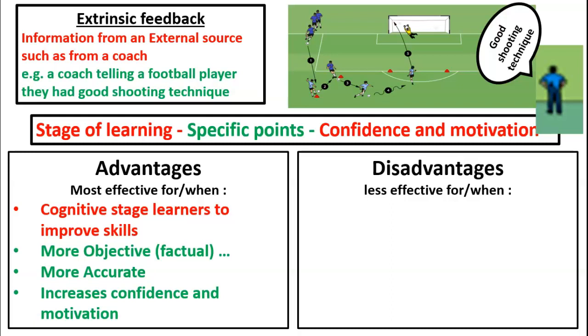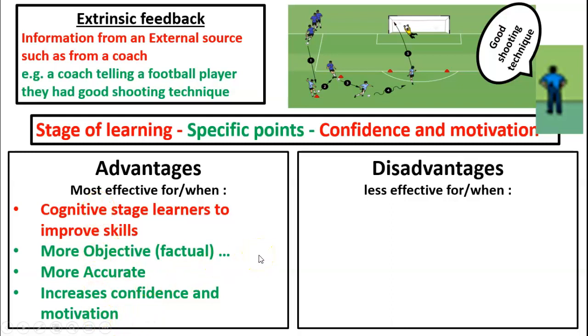Now, as we know, cognitive stage learners, at that stage of learning or level of performance, really thrive when their confidence and motivation is increased by a coach using extrinsic feedback. Okay, so they are our key sections to start with. That's extrinsic feedback, most effective for cognitive stage learners, and it is usually more objective, therefore more accurate. Therefore, if it's both of those, this can really increase the confidence and motivation of a cognitive stage learner.